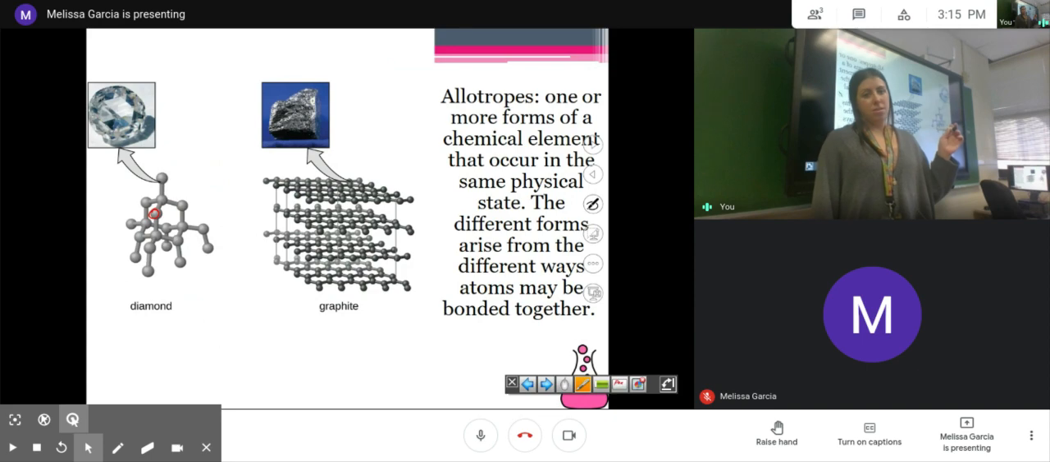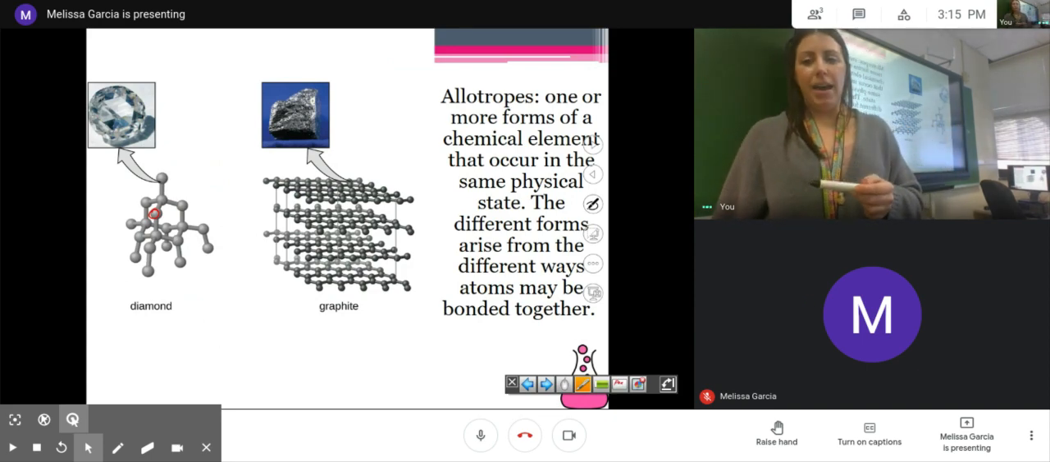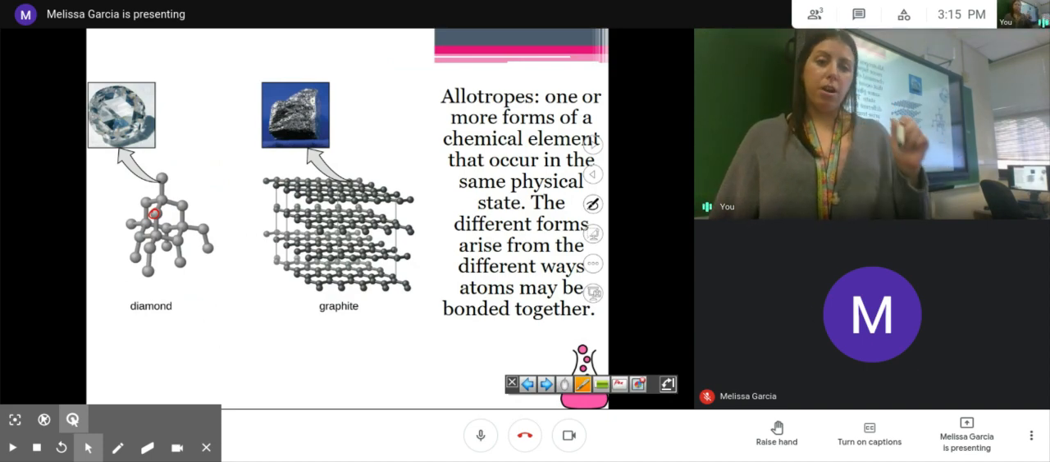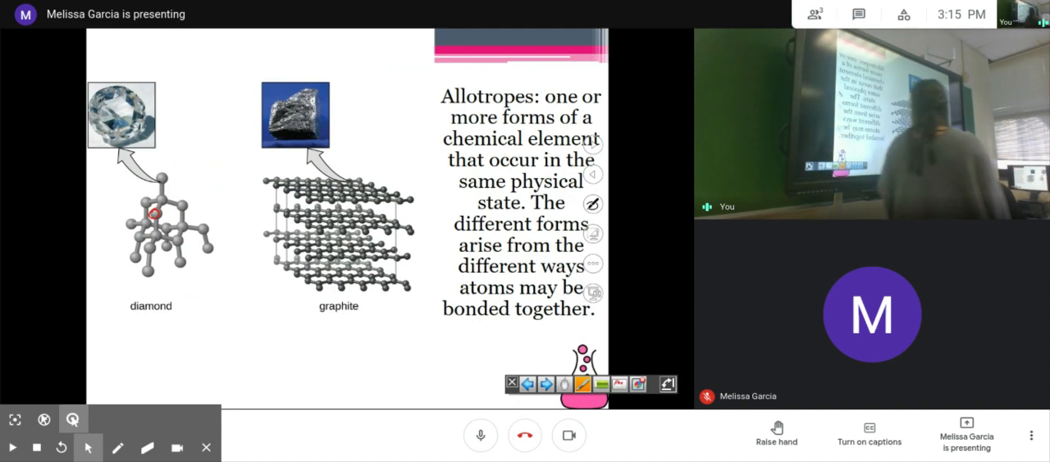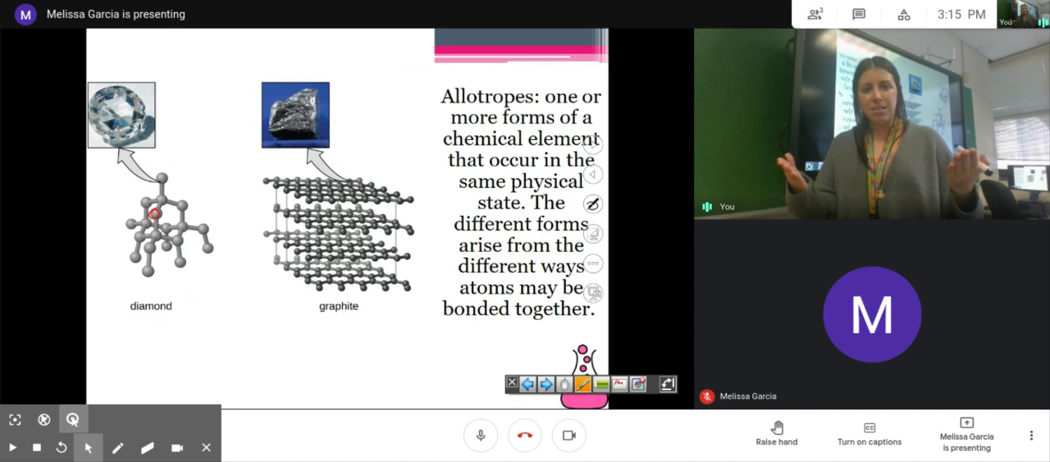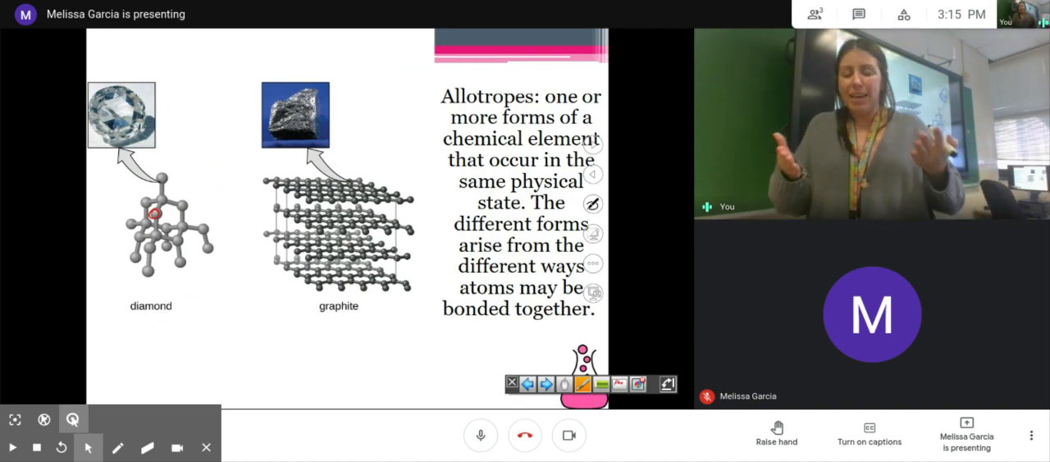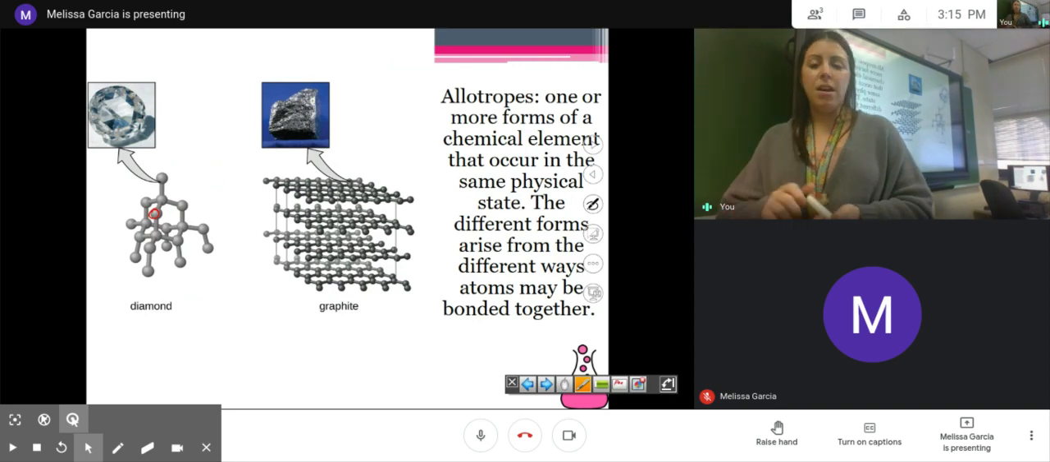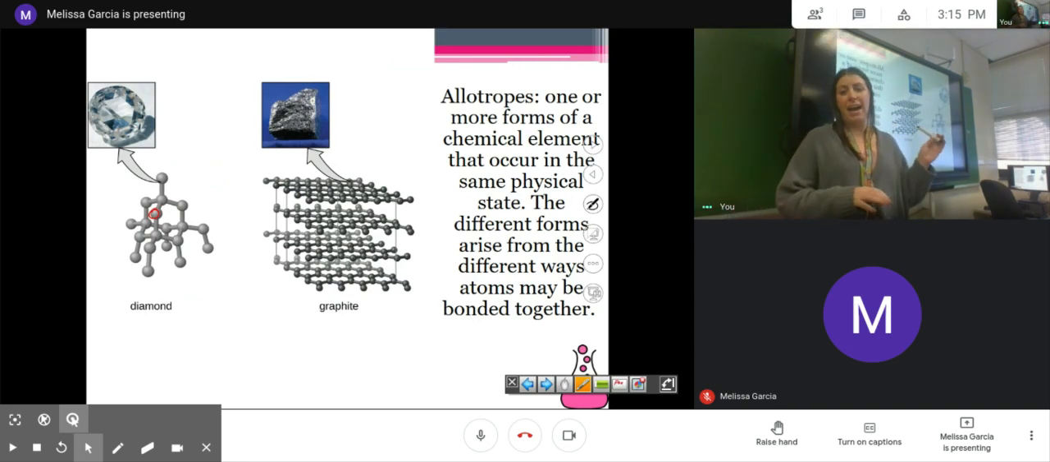Now, graphite is also a network solid that's composed of carbon, but it's got a different bonding pattern here. In diamond, each carbon is bonded to 4 other carbon atoms. In graphite, each carbon is bonded to 3 other carbon atoms. So I get these sheets or these planes of carbon atoms here. Again, they're the same element composing both of these with the same type of bonding, but they have different bonding arrangements. We call these 2 substances allotropes.